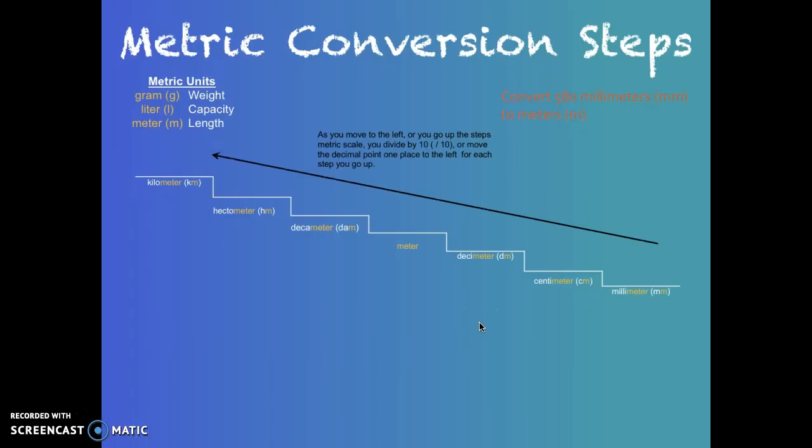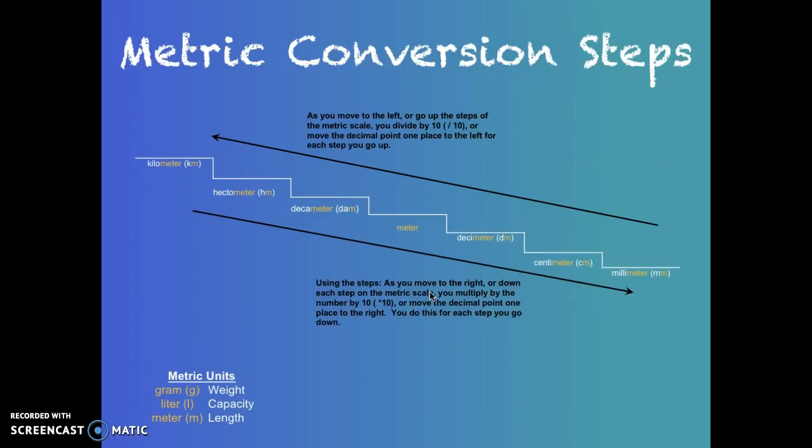So here we go. We start down here with 580. When we move one step, each time we're dividing by 10. So 1, 2, 3 jumps to the left. Our decimal went 1, 2, 3 jumps to the left, and we end up with 0 and 58 hundredths. So 580 of these itty bitty things is 0.58 of a meter.